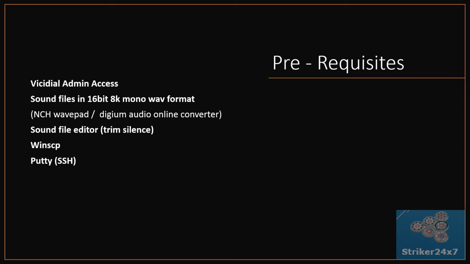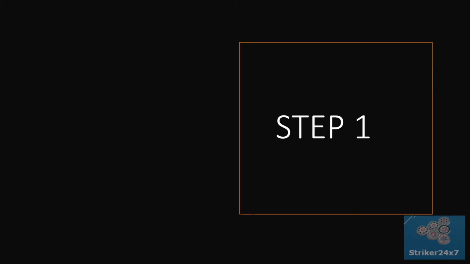Number 3, a sound file editor. We need to trim initial silence or any other voice before the actual voice starts. Number 4, WinSCP, to upload bulk audio files. Number 5, PuTTY to get console access.